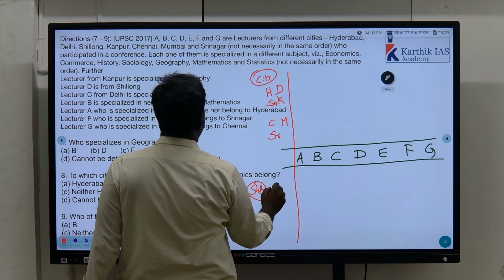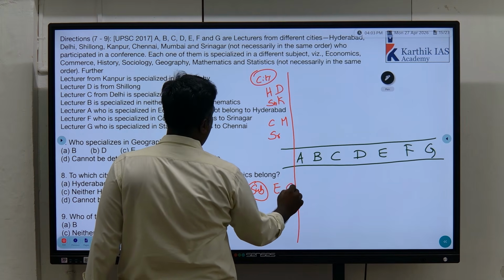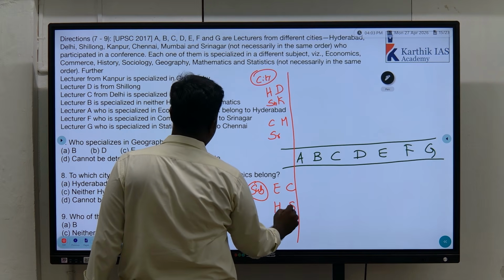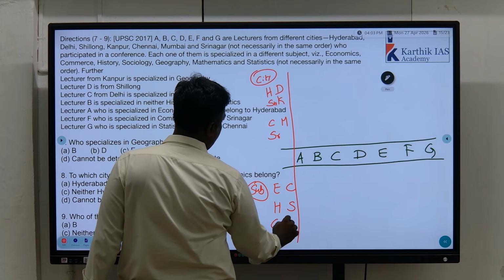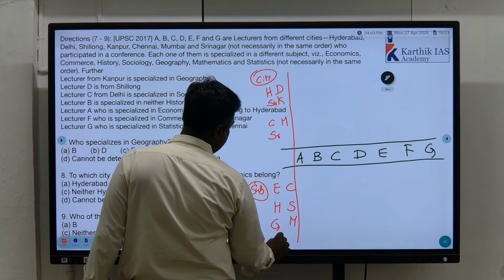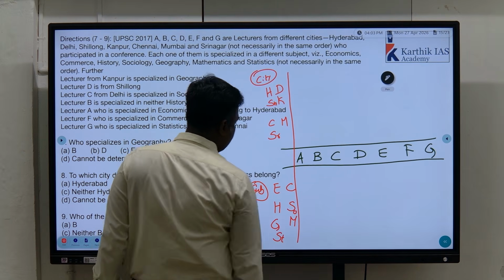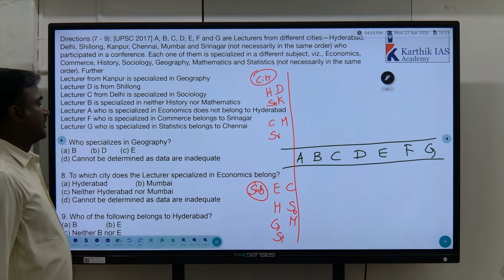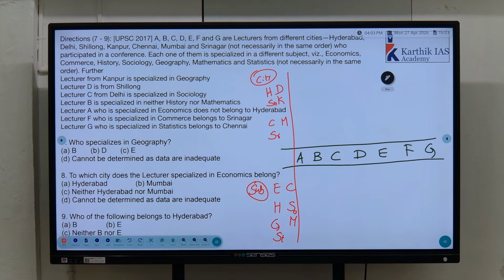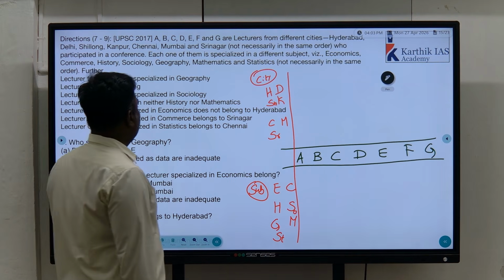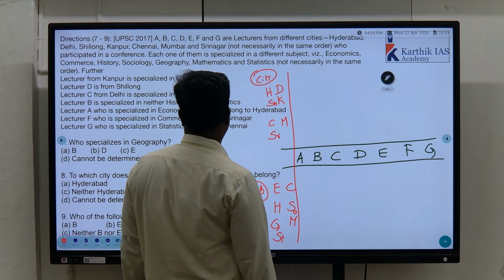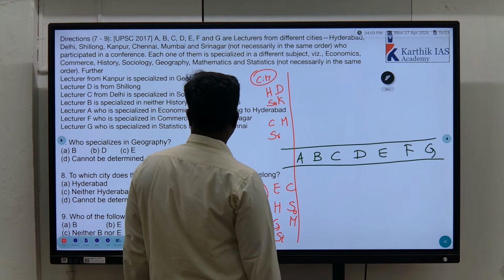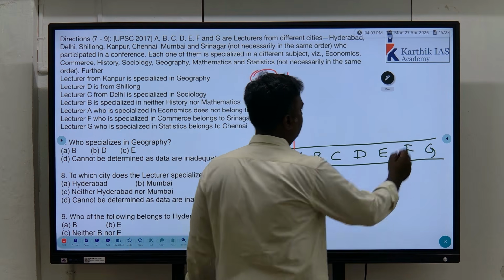Subject I will take it here. Economics, commerce, history, sociology, geography, mathematics, statistics. So statistics, sociology, both are S. So I will put SO and ST. Clear? Now, lecturer from Kanpur is specialized in geography.